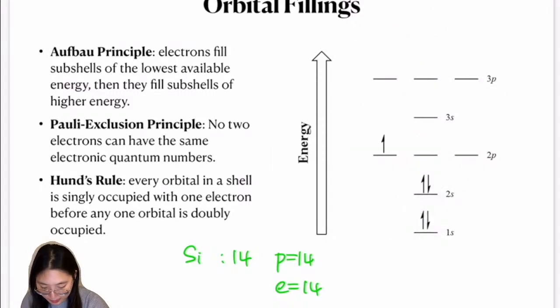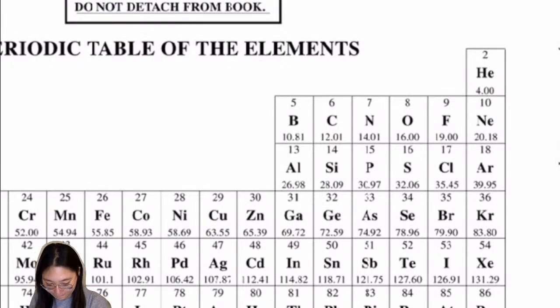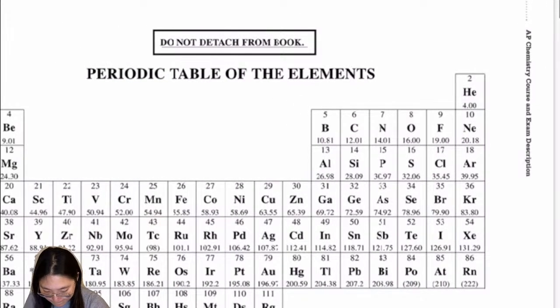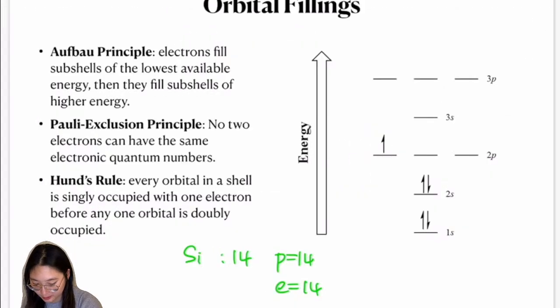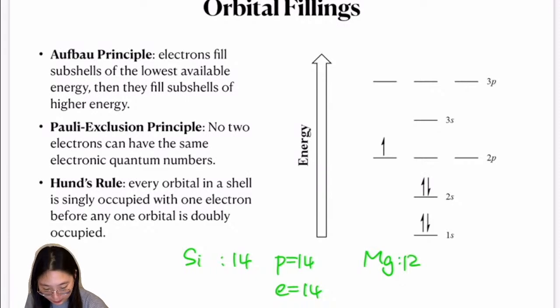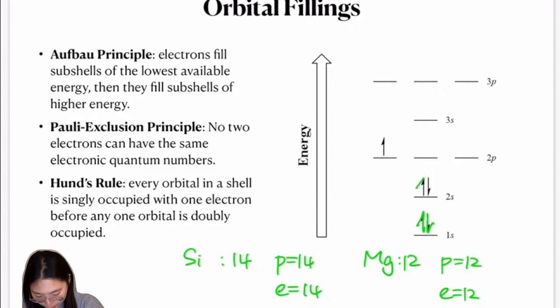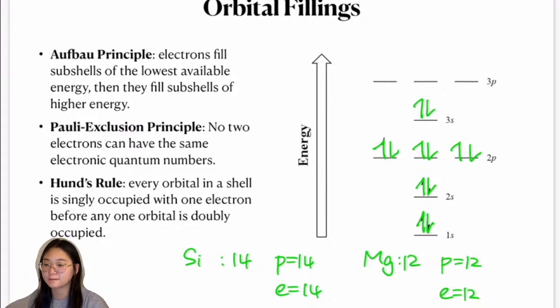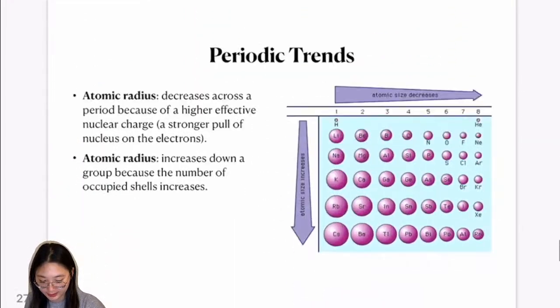Okay, then what about this one? Let's say magnesium. Magnesium has an atomic number of 12. That means that it has a proton number of 12 and an electron number of 12. Again, 1, 2, 3, 4, 5, 6, 7, 8, 9, 10, 11, 12. So that's it for magnesium. That's the orbital fillings and electron configuration.